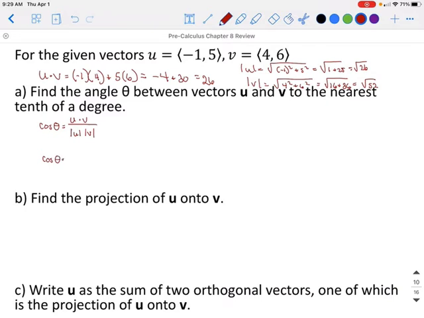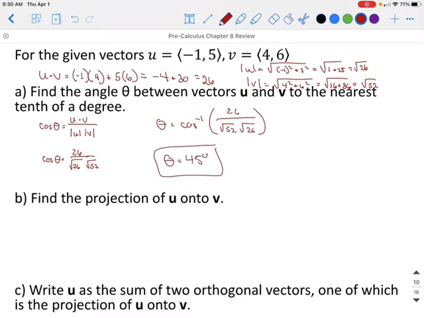So with that information, we're going to find the angle between them. So we're going to do u dot v, which is 26, over the magnitude of u times the magnitude of v. Remember, to get the theta by itself, to move just the cosine, we are going to do the inverse. And we're going to get the angle between these two vectors is 45 degrees.